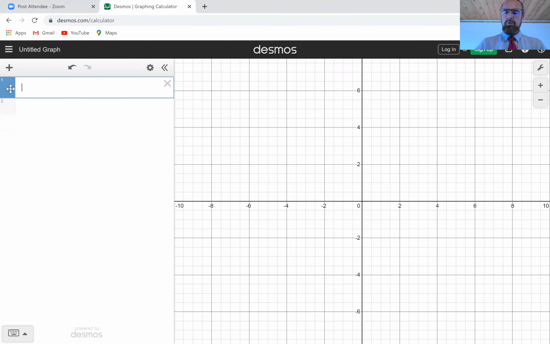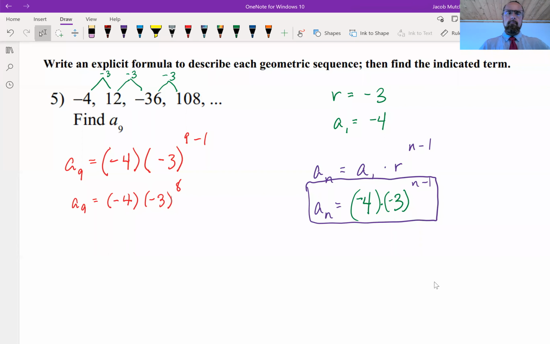And here in Desmos, we'll type -4 times -3 to the power of 8. And that gives us a very large number, -26,244. We'll head back to our note screen to finalize that product. Again, when we calculate, -26,244.